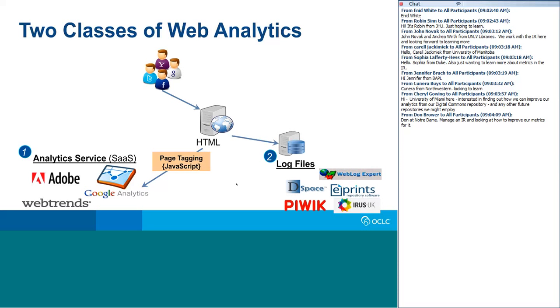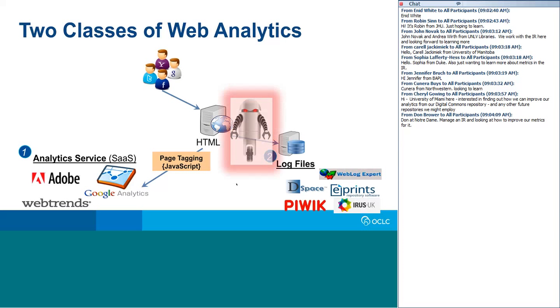Some software packages, IR platform packages like DSpace and ePrints, have log file analysis software built into them. The problem that we've found with log file analysis is it is heavily polluted by robot traffic. There's literature out there that says up to 85% of the traffic that is recorded as visiting institutional repositories is non-human robots or algorithms or crawlers, whatever you want to call them.